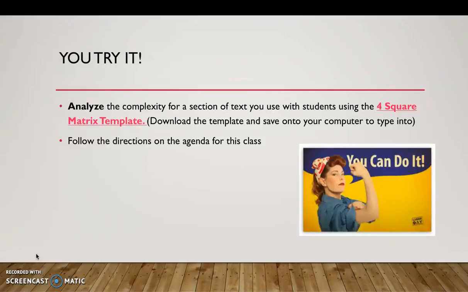Now it's your turn to try it. Decide on a text that you will teach soon with students. Analyze the complexity for all 4 areas, draw your overall conclusions, and consider some instructional strategies to support your students. There are more directions for you in the agenda.